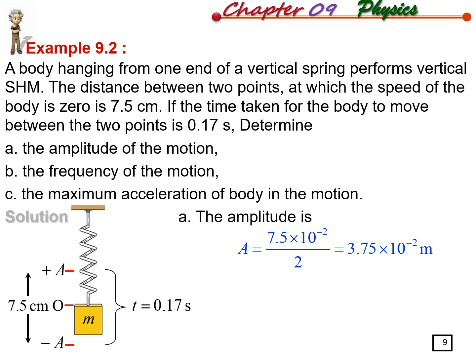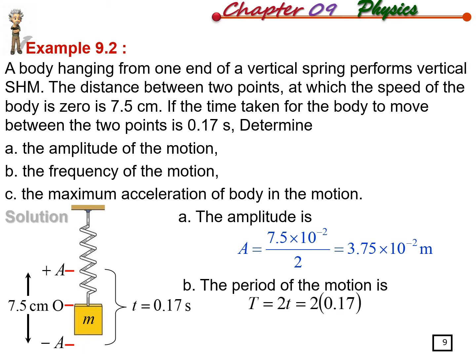So divide by 2, which will end up with amplitude, which will be 3.75. Then for the period, since moving from negative A to positive A is only half of the oscillation, and once it returns back to the negative A, you will get one complete oscillation. So that means just times by 2. 0.17 times 2, you will end up with period, which will be 0.34 second.